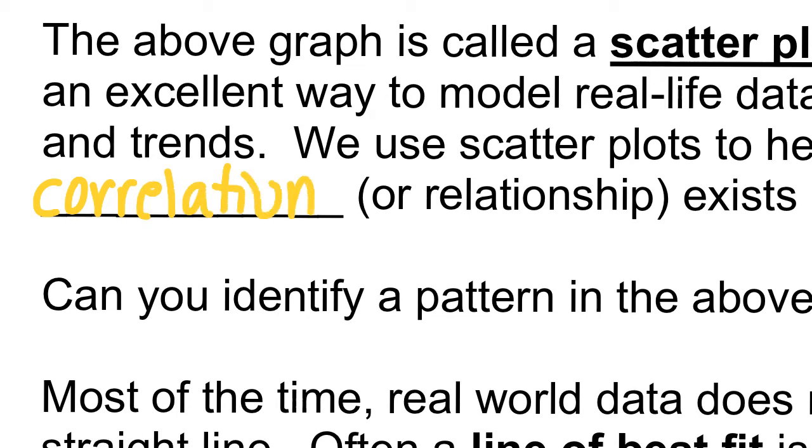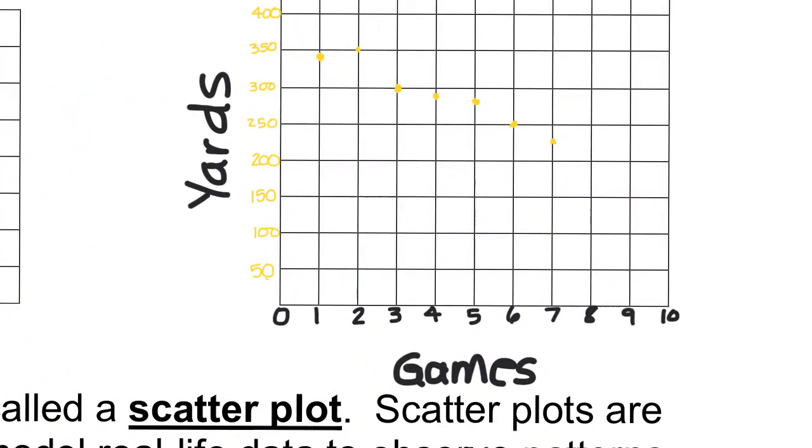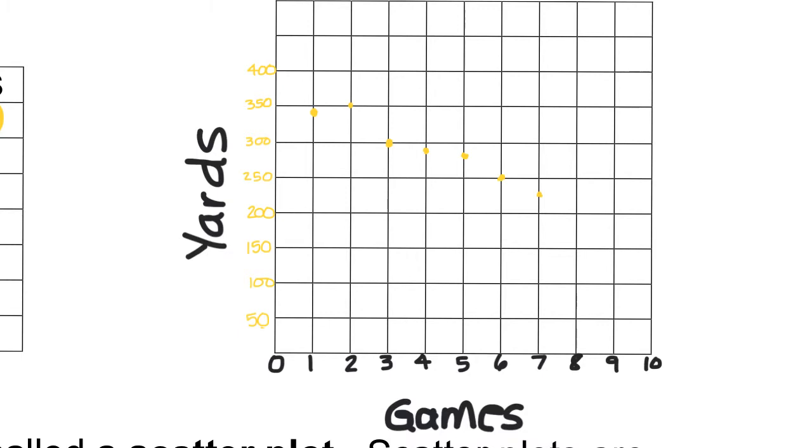When you're looking for these correlations, you can look at it and see if this is a positive correlation or a negative correlation, or if there's no correlation at all. So can you identify a pattern in the above data? Well, if you look carefully, you can see that the number of yards decrease with every gain. Most of the time, real-world data does not fit into a nice straight line. So we use a line of best fit, and we try to make predictions.